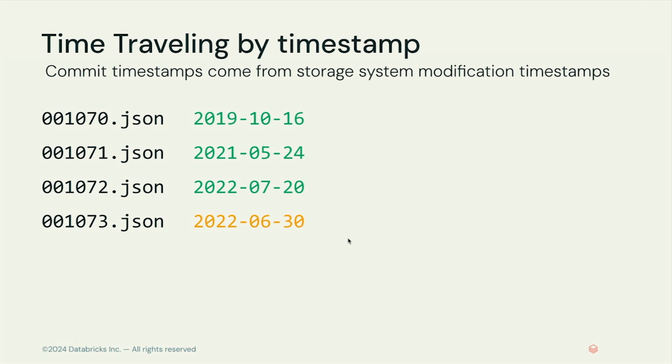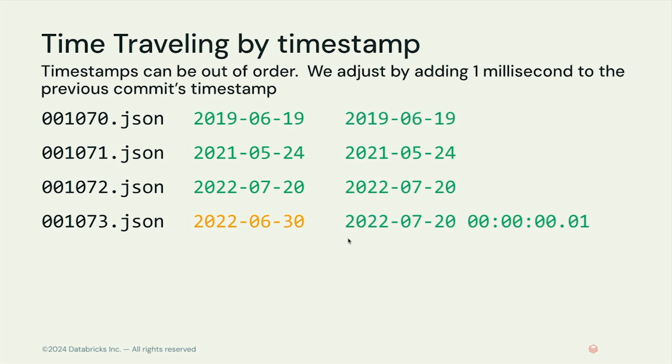But what's interesting here is we have our ordered commits, and we all have to agree what order everything goes in. We also have these timestamps, and these come from the storage system modification time. And this timestamp is before the timestamp preceding it. So how do we make sense of that with time travel? When we have out of order timestamps, we just add 1 millisecond to the previous commit, so you have that congruity.